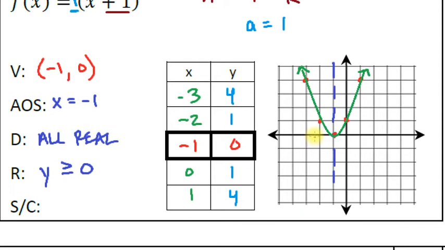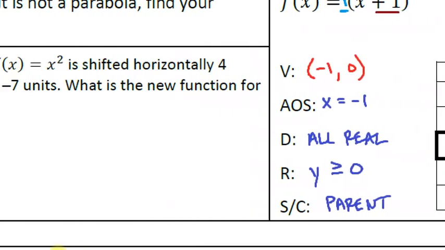And then last question is, is this stretched or compressed? Well, take a look at our a value. It's equal to 1. It's not stretched or compressed. You can say neither, or you can just say, hey, this is the shape of the parent graph. If I haven't talked about the parent graph yet, I will eventually do that, but you can write here either this is the parent, or you can put neither. It's not stretched or compressed. It's the normal shape when a equals 1. All right.